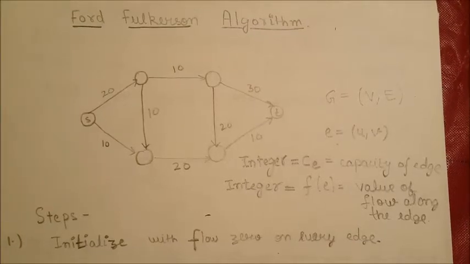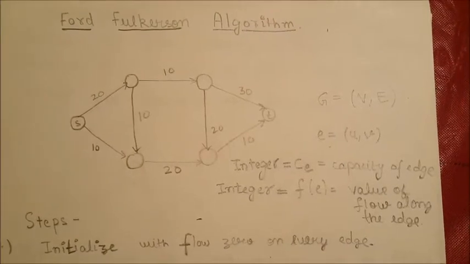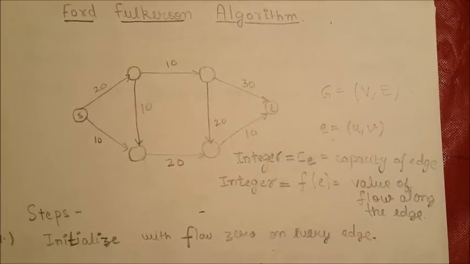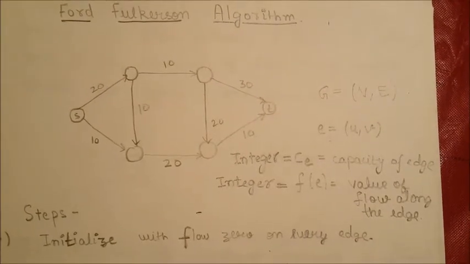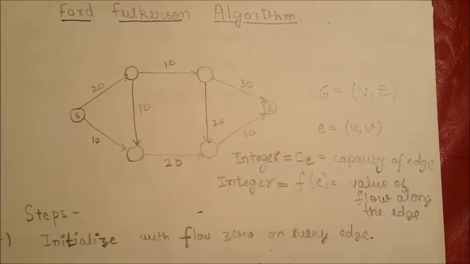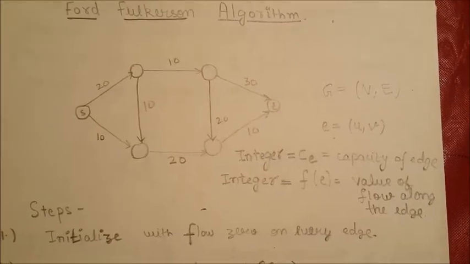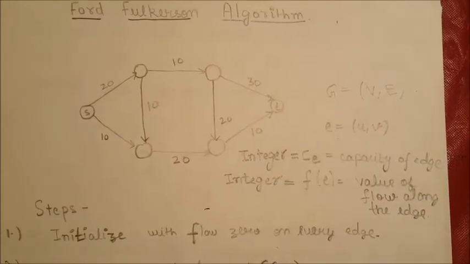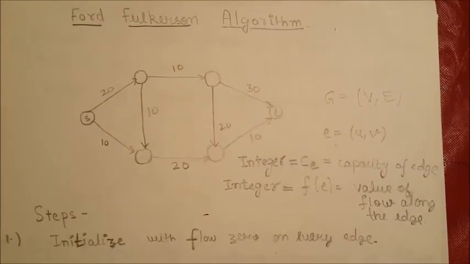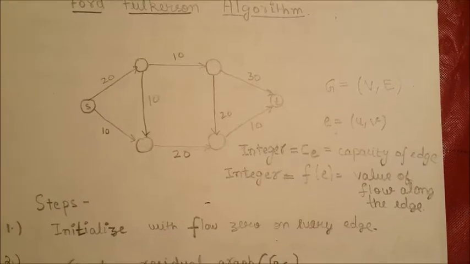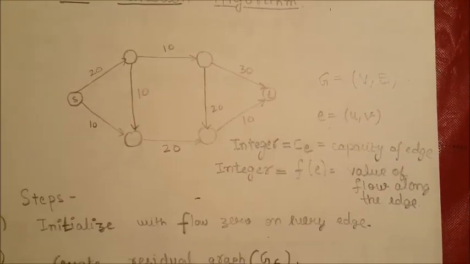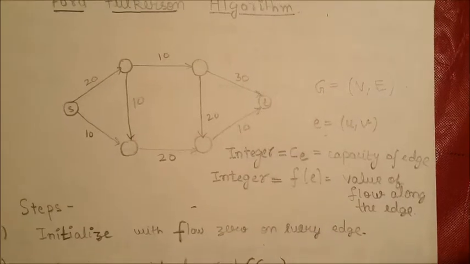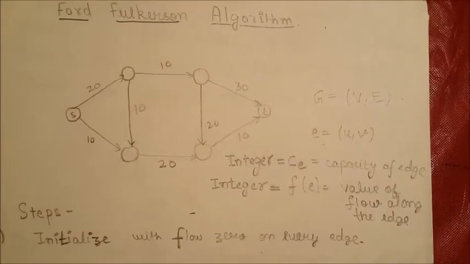So today I'll be teaching you the Ford-Fulkerson algorithm. Let me try to explain to you what the problem is. We are given a graph G = (V, E), which is a set of vertices and a set of edges. And in this graph we are given a source S and a destination T.